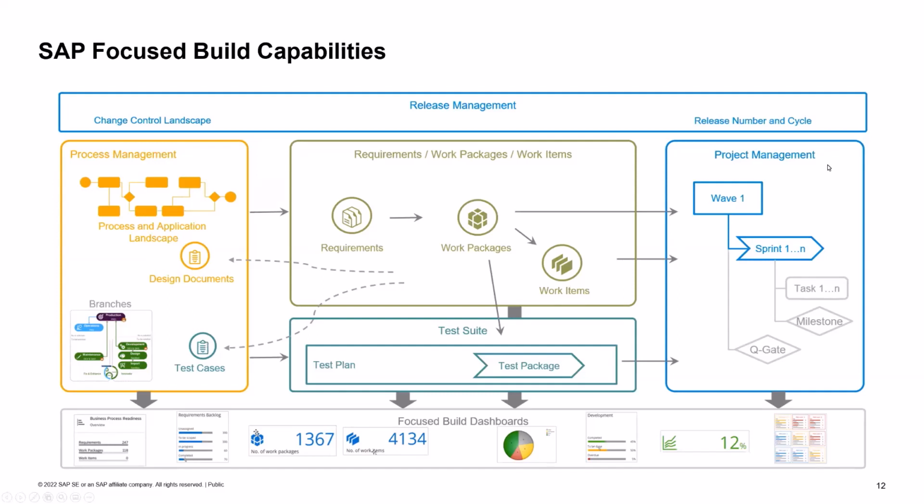Then we have as well an included project management, but here the project management is less used in detail like the task management in SAP Cloud ALM. It's more to populate data for the requirements, work packages, and work items. So it's more to give the pace or to define the agility of the implementation project. So to define the duration of waves and sprints.